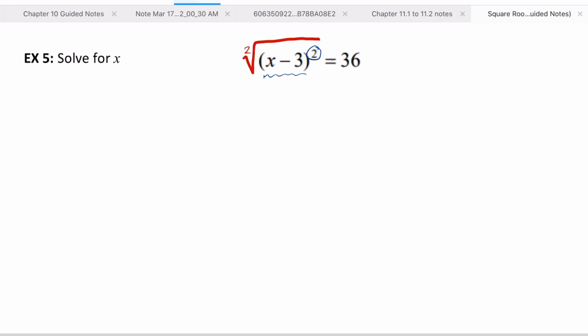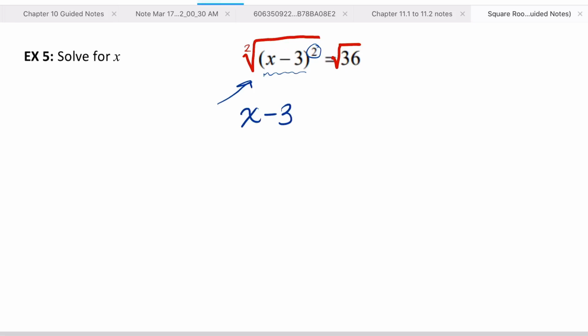So we're going to take the square root of the left side and we're going to do the square root of the right side. And in turn, when we do the square root of x minus 3 all squared, it just becomes x minus 3. You just have to get rid of that 2. You don't really need the parentheses around it either. So you just write x minus 3. And then x minus 3 equals plus or minus 6. The square root of 36 is positive 6 and negative 6.